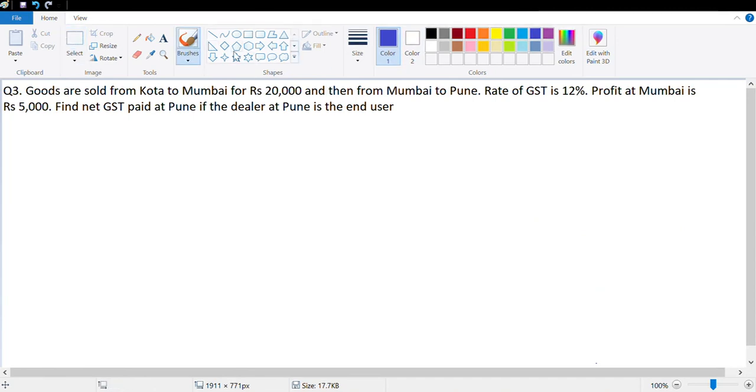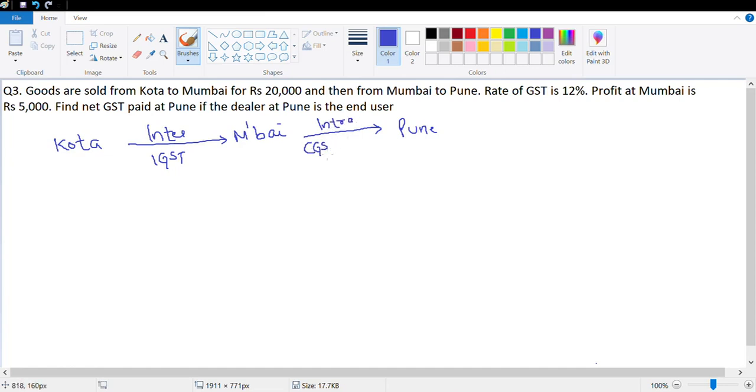So the question is question number 3. It says goods are sold from Kota to Mumbai for rupees 20,000. So Kota, that's in Rajasthan, and then sold to Mumbai, which means this is interstate. And what we have is a composite GST, IGST. And then from Mumbai to Pune, which is intrastate, which means we will have a component of CGST and SGST. The rate of GST is 12%, profit at Mumbai is 5,000.